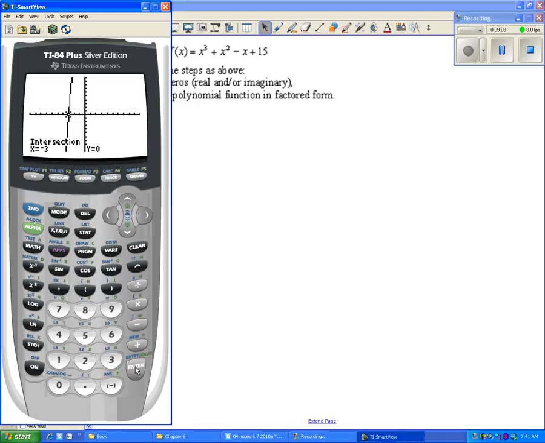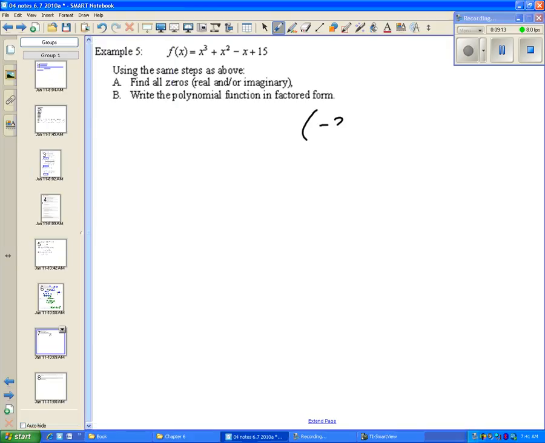And my intersection is negative 3, 0. So I found the coordinate negative 3, 0. That tells me that I have a real root of positive 3. I lied. I have a real root of negative 3. That means I have a factor of x plus 3. Fantastic. What do I do at this point? Well, at this point, I need to use synthetic division to find my imaginary roots, my imaginary zeros, my imaginary x-intercepts. Those are all the same thing.